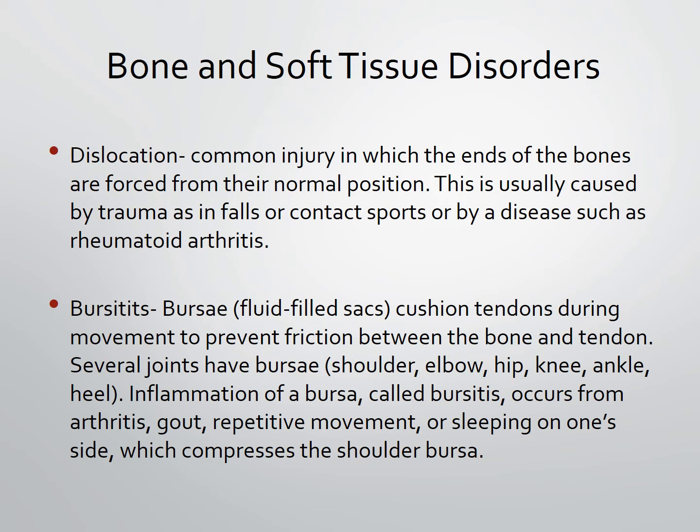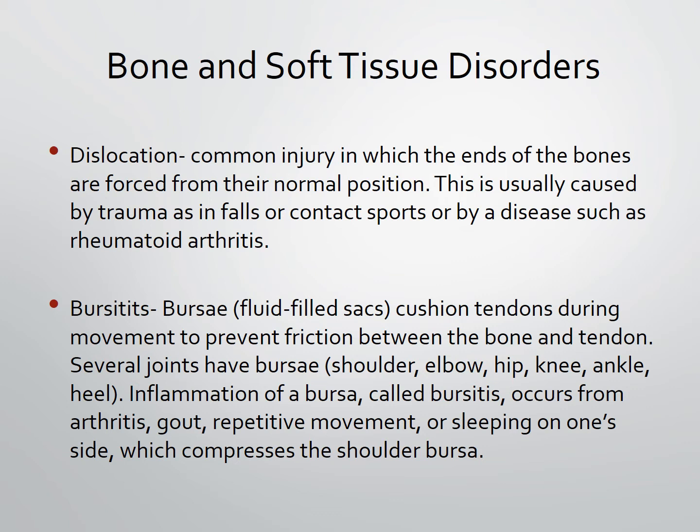Bursitis. Those fluid-filled sacs, the bursa, cushion those tendons during movement to prevent friction and help the bone and tendon, everything, be a well-oiled machine. There's several joints that have bursa, and I listed some here: shoulders, elbows, hips, knees, ankles, heels. When you get inflammation of the bursa, it's called bursitis.